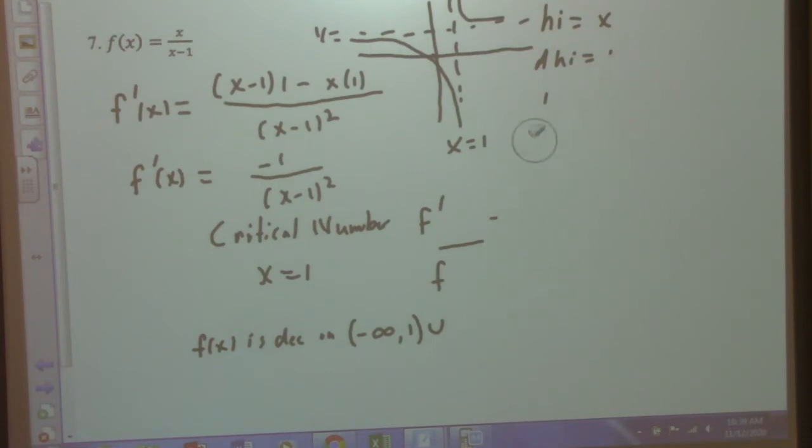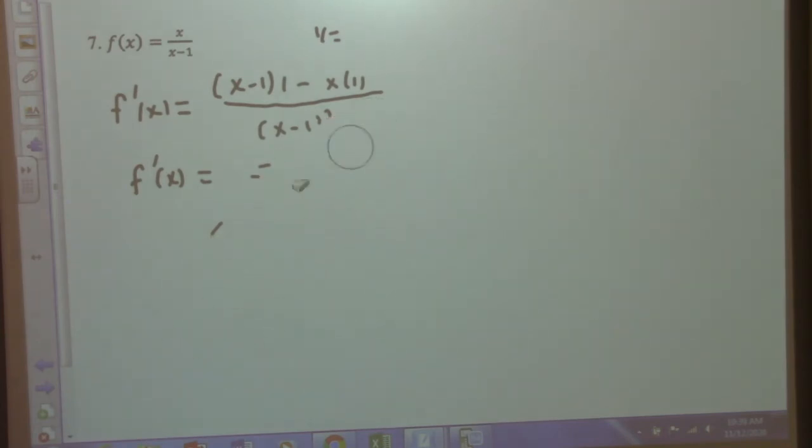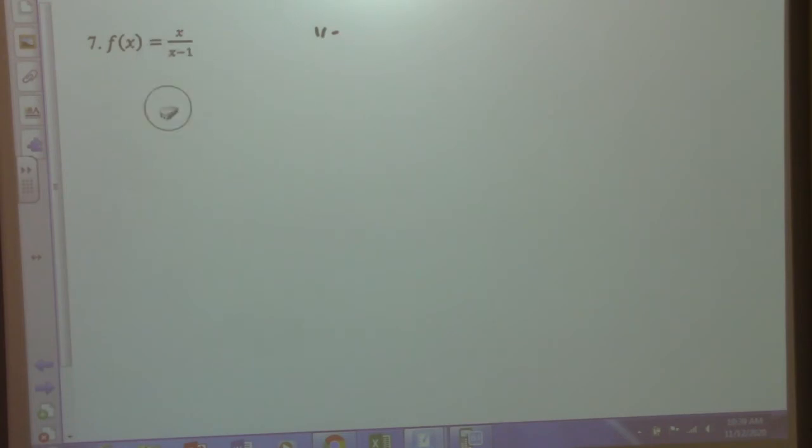Yeah, and concavity. We're going to talk about concavity today and work some second derivative problems. And one thing I did at my other school was, that is hard to do here.